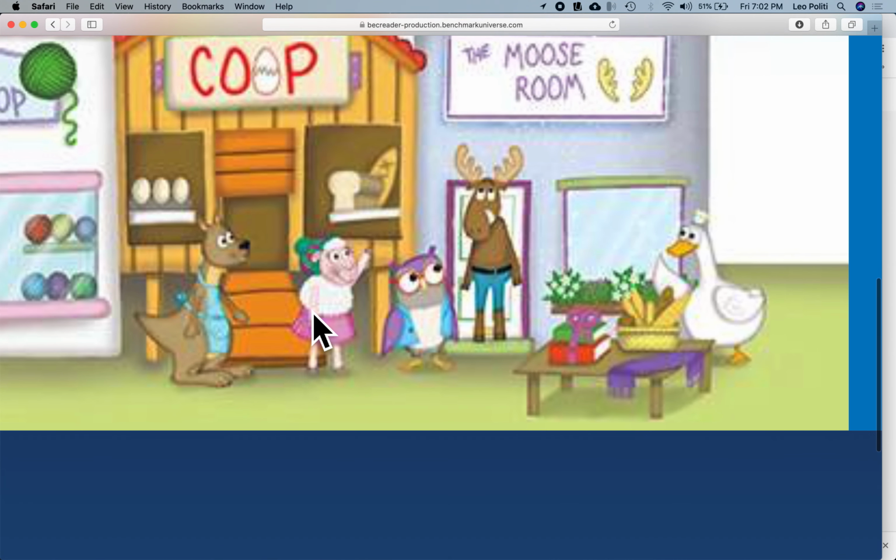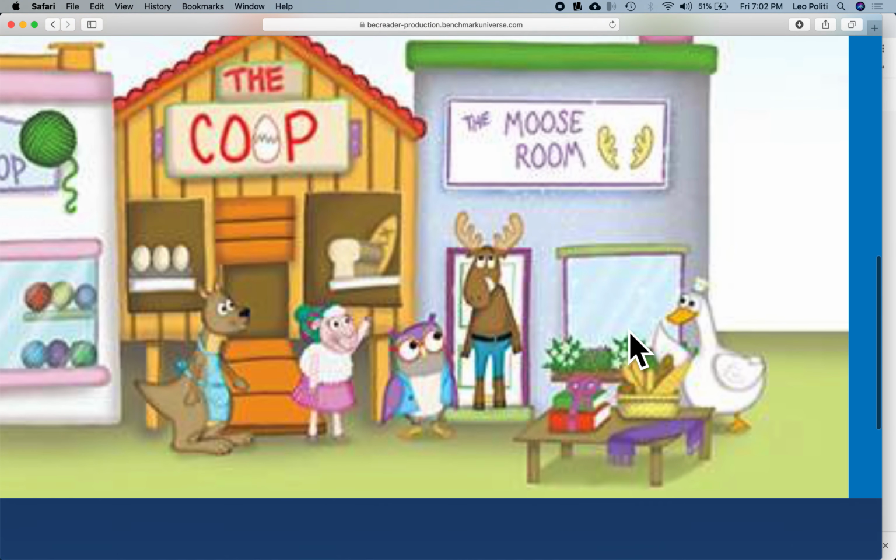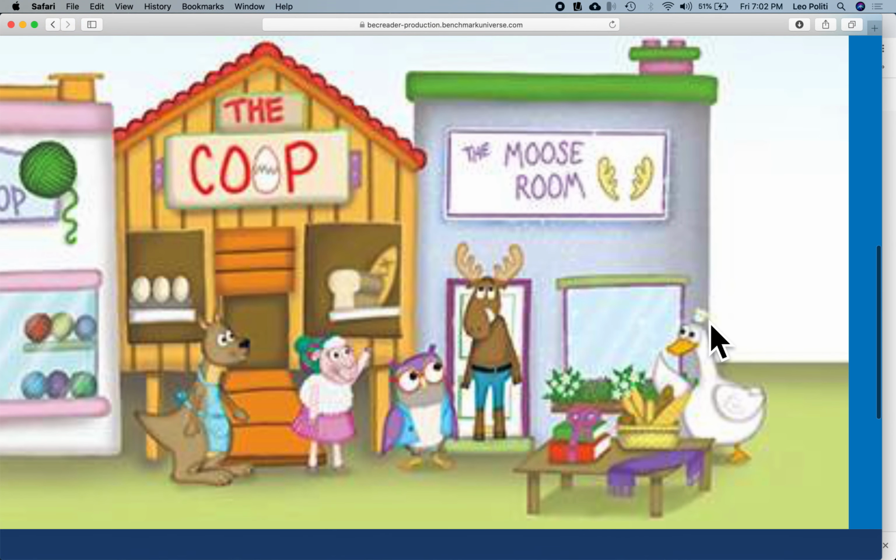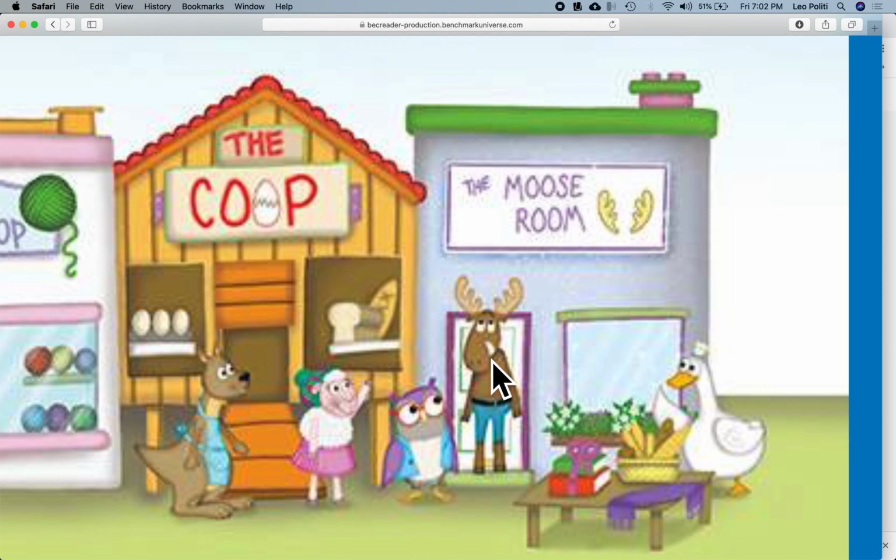There's kangaroo, the sheep, owl, I guess Mr. Owl, Mrs. Sheep, Mrs. Goose. And look, my prediction was correct. They did prepare a room for him. And let's read the sign. I think Goose said that she was gonna make the sign and put it on the roof. But the roof is up here. She put it on the front wall. Okay, and the moose room.